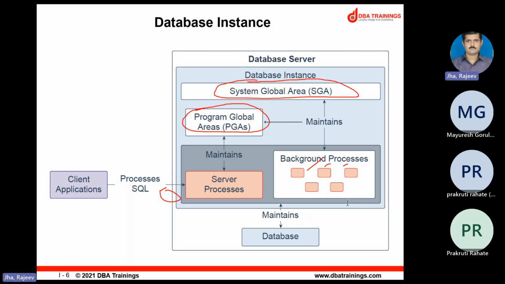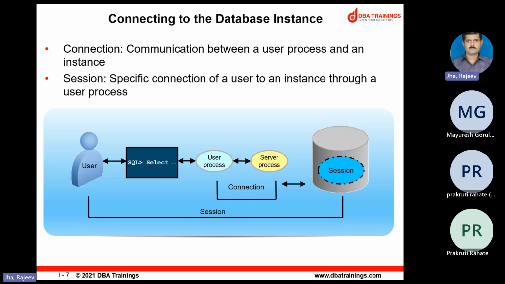Now let me go inside this diagram so you can get a clear idea of what things are kept within the SGA and how it works. But before that, how do you connect to the database instance? As a user, you send your request, for example a select. Now your user process has started. Whether you got a connection or not doesn't make any difference.